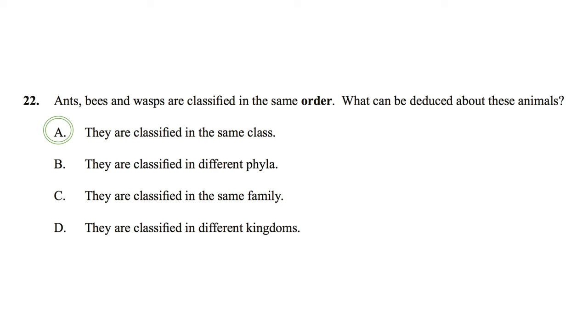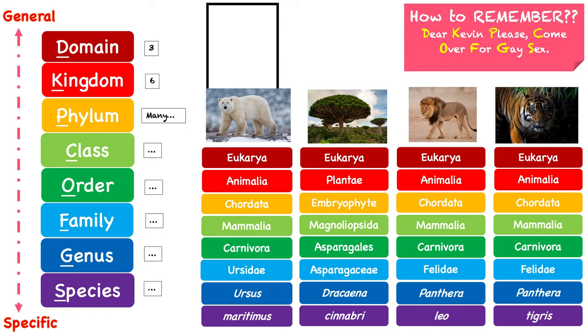So you can see this question would be very difficult to answer if you don't remember the classification order. If you don't remember which one's first, domain, kingdom, phylum, you need to remember this order. It's very important. Okay, great.